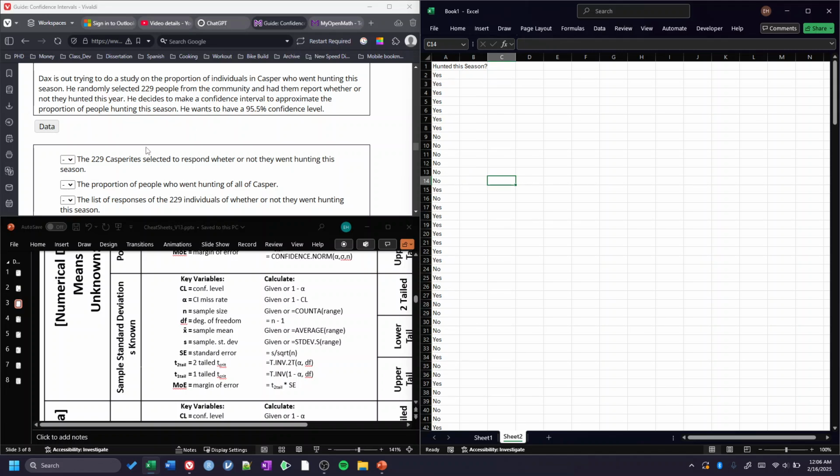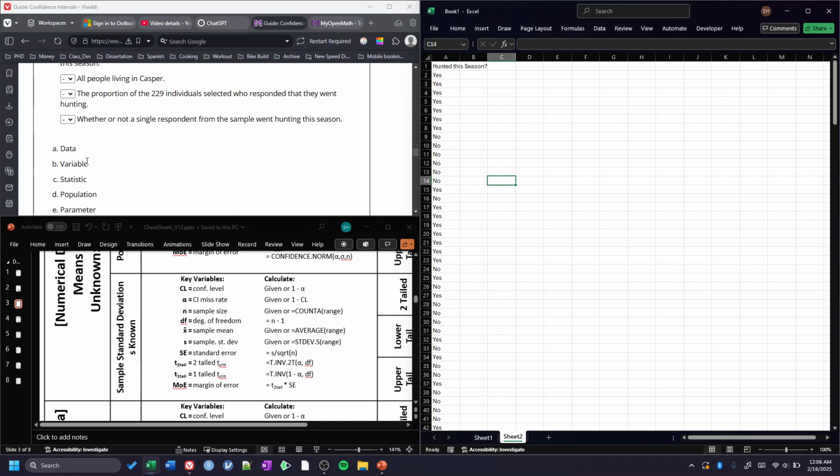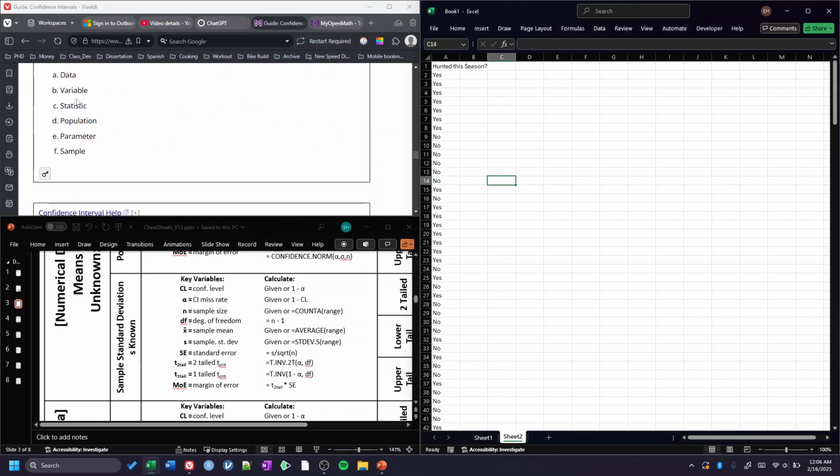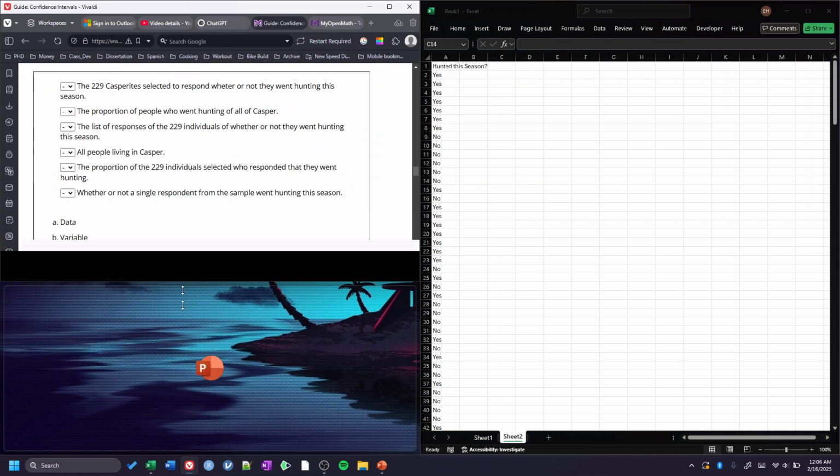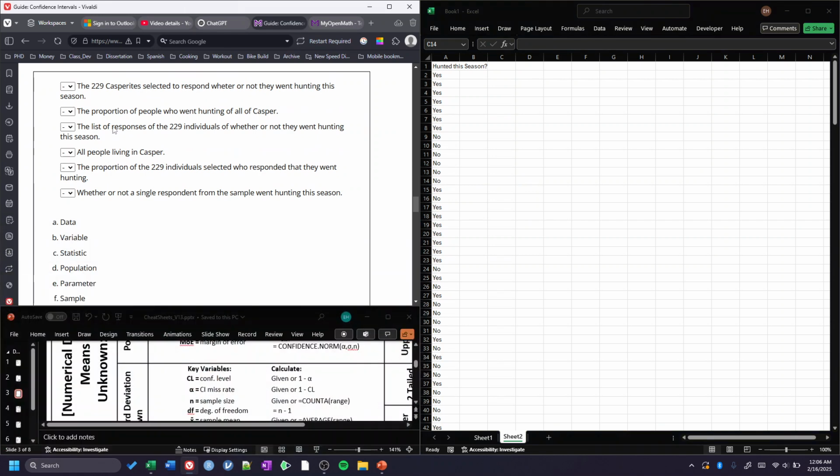Okay, so let's go ahead and do this again, looking at our data, variable, statistic, population, parameter, and sample. Remember, I like to do population and the parameter first. So let me minimize this so I can see a few more things. Let's start off with the population. That's all the people living in Casper, which is letter D. The parameter is the truth about all of those people, so it's the proportion of all the people who went hunting in Casper. That's letter E.